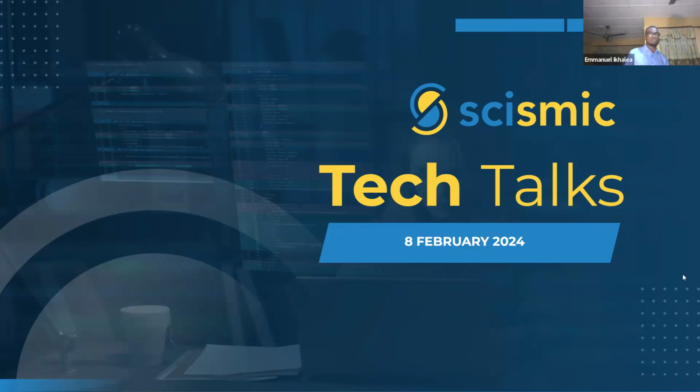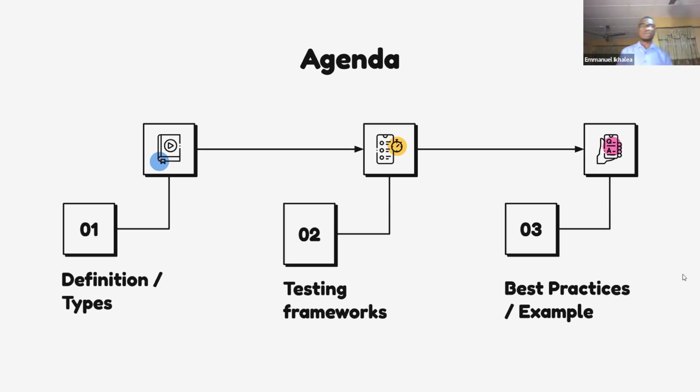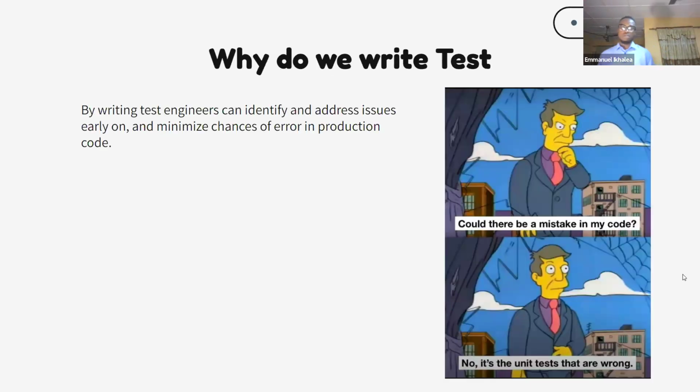Today, we are going to be learning about testing tools and frameworks. This is our agenda for today. So the first question we ask is, why do we write tests? By writing tests, engineers can identify and address issues early on and minimize chances of error in production code.